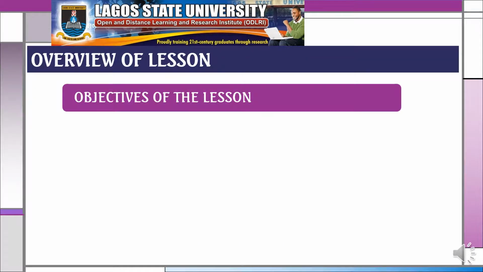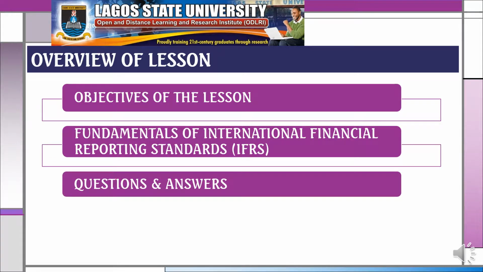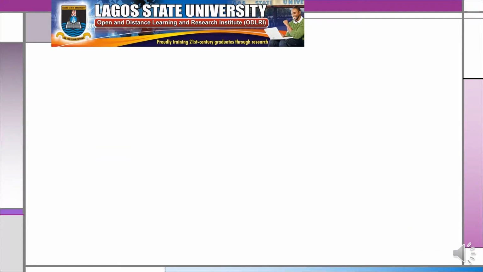So let's have an overview of today's lesson. The first one is objectives of the lesson. The second one is fundamentals of International Financial Reporting Standards. That's the crux of today's class, the essence of today's class. Before we take questions and answers, and then summary and conclusion. I hope you're ready.